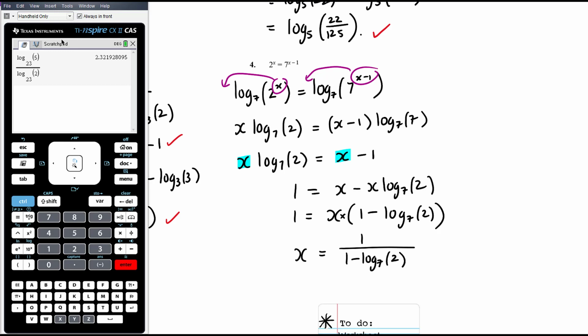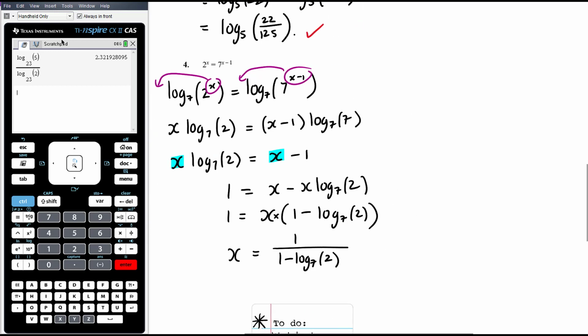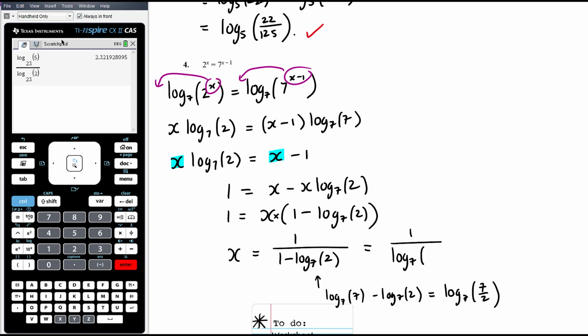I'm perfectly happy with that as an answer. Now if you want, you could focus on combining together because 1 is log base 7 of 7, take away log base 7 of 2, and so it is the same as log base 7 of 7 divided by 2, and so this is the same as 1 on log base 7 of 7 on 2. I don't love fractions in fractions though, so I might leave it as the first one, but I'm happy with this as your answer at this point. There are also different ways that answer could be written depending on how you did the rearrangement of the equation.